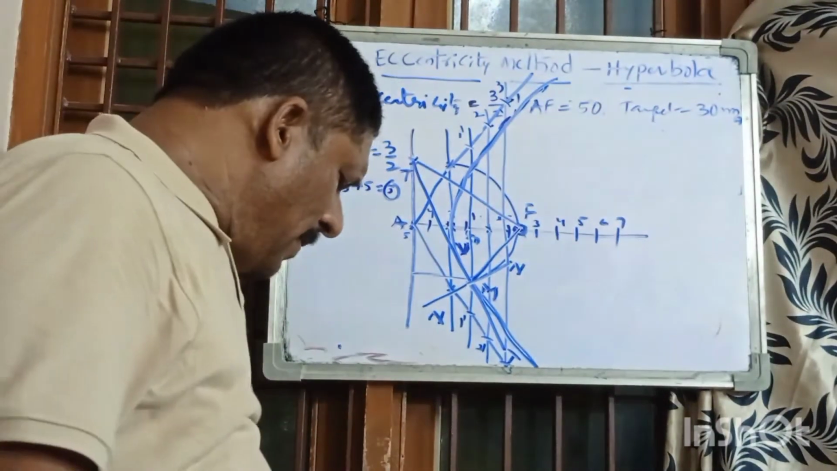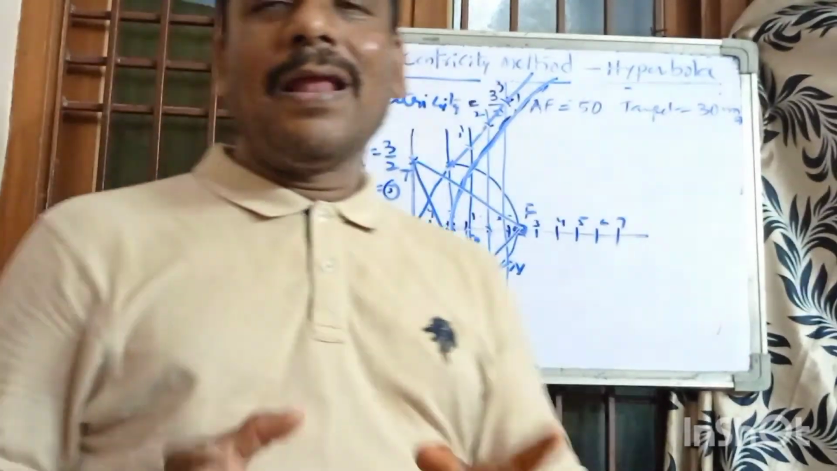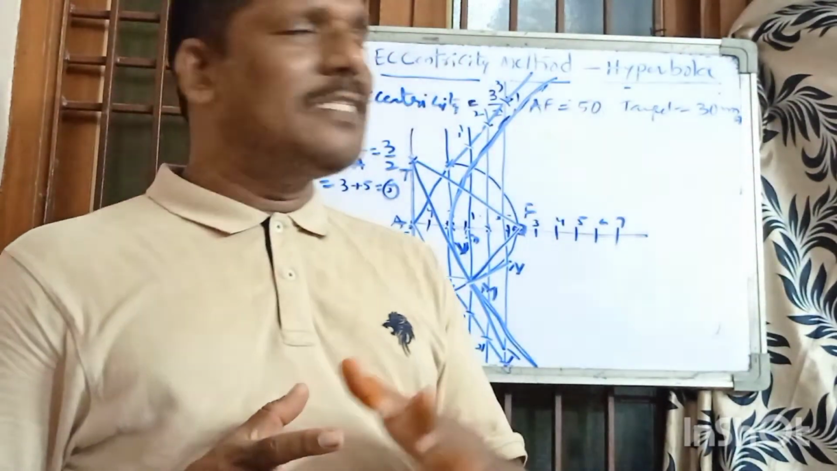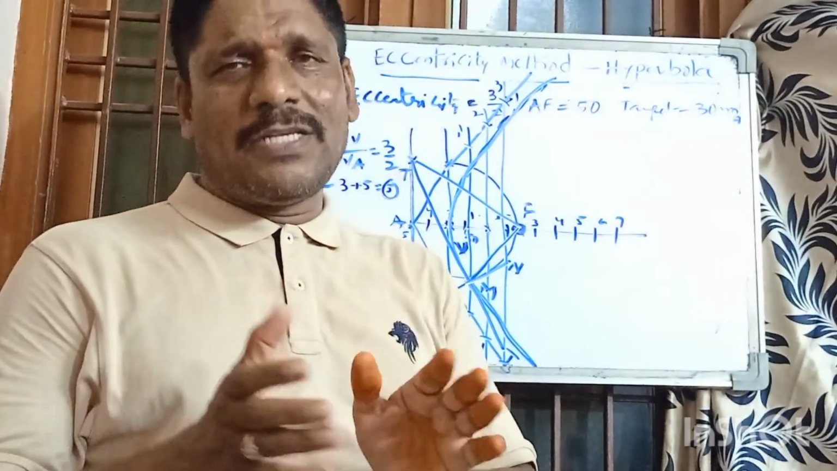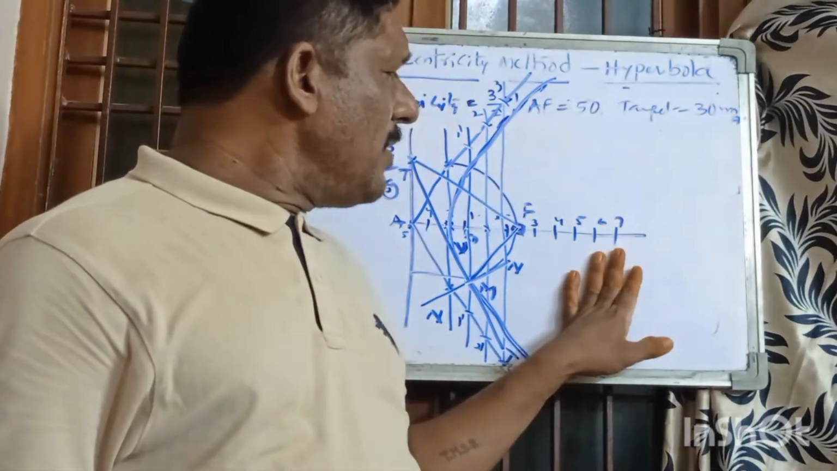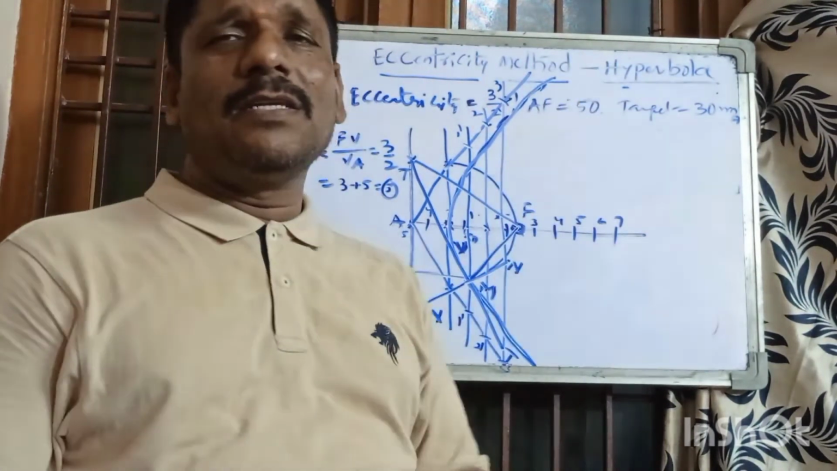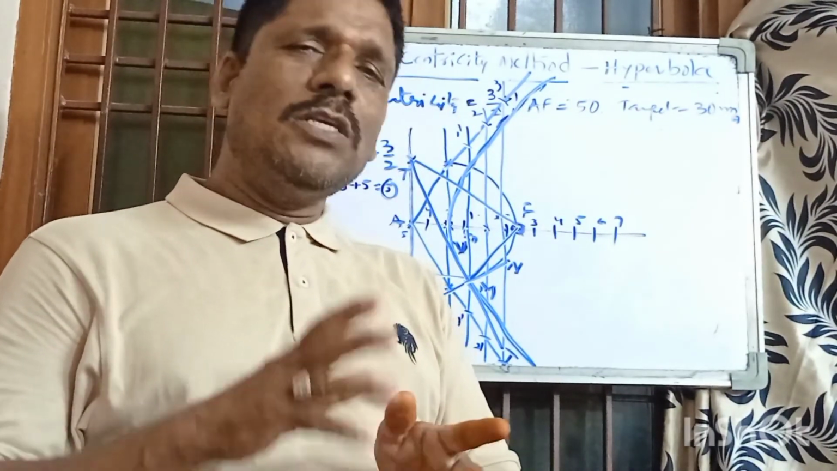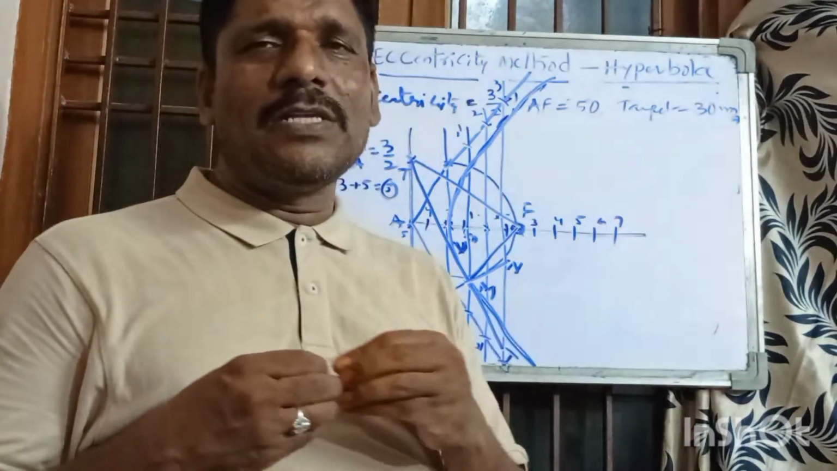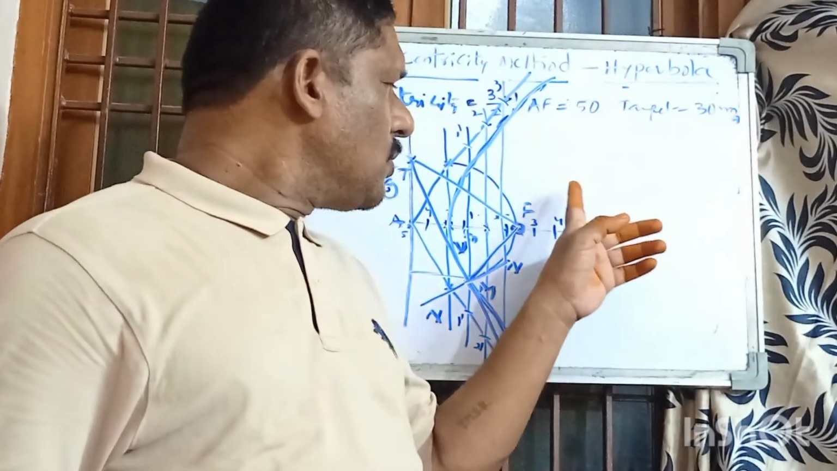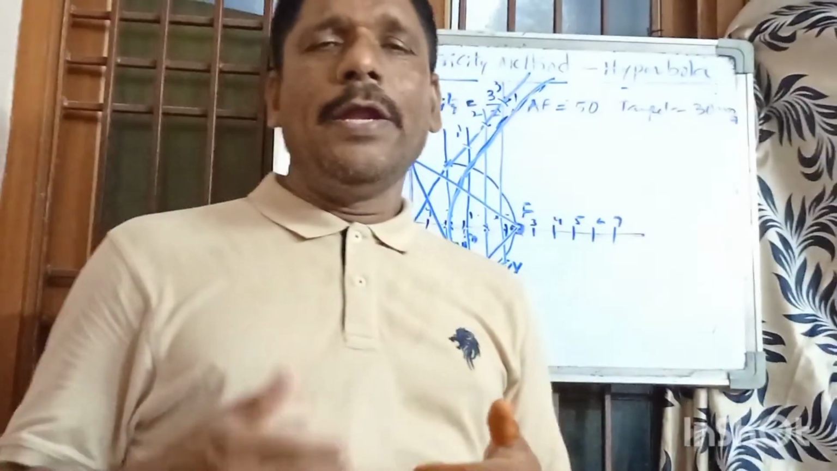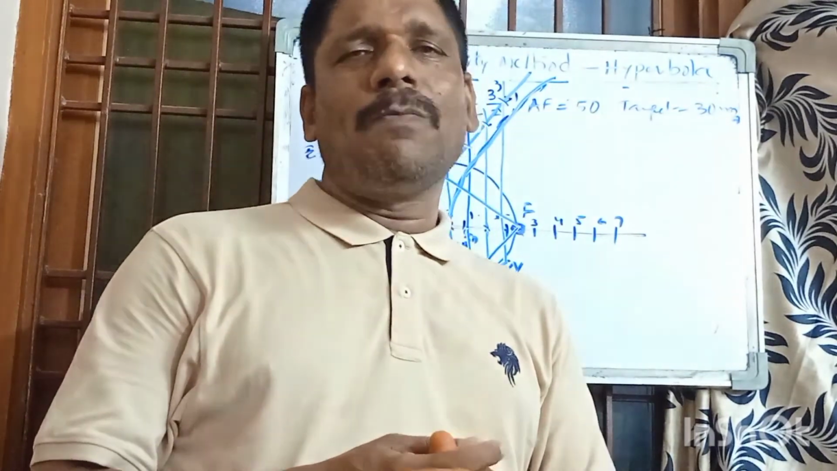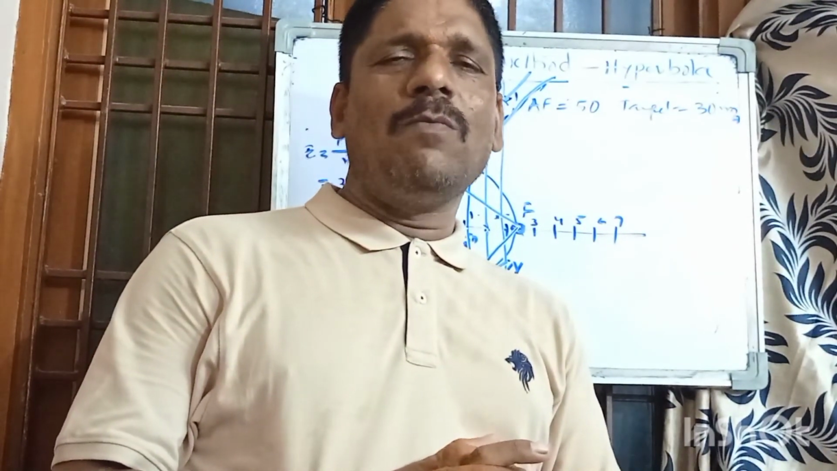In this eccentricity method, parabola, ellipse and hyperbola, these three are the same. The only difference is the eccentricity and the vertex point fixing. In the examination, from these three methods, definitely one question will be asked. So these two videos are very, very important. In the next video, the other methods of parabola are there, and those are also very important. We'll meet in the next video.